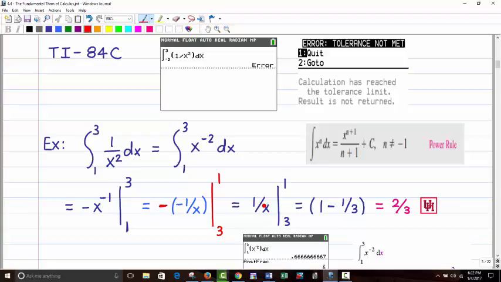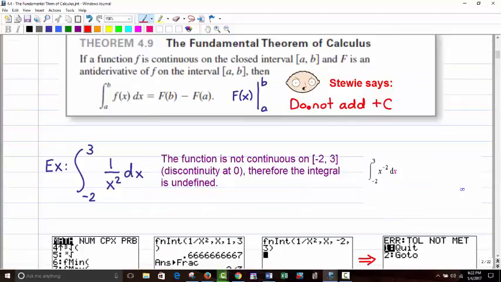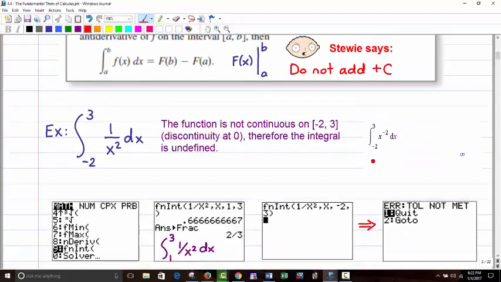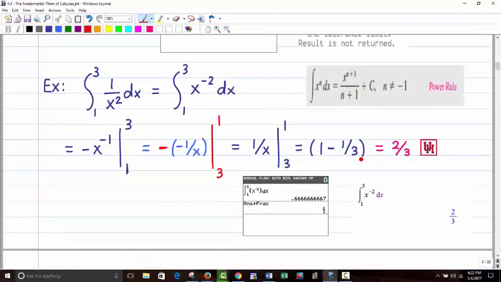So this means we've taken the antiderivative. Oh, I forgot to mention up here, Stewie says there, do not add plus c. Definite integrals do not have plus c in their answer. All right, so this is like a holding position. It means, okay, you've got the antiderivative, and now you're about to plug in the numbers. Put in 1, 1 over 1 is 1. 3, 1 over 3 is 1/3. And you get 2/3.